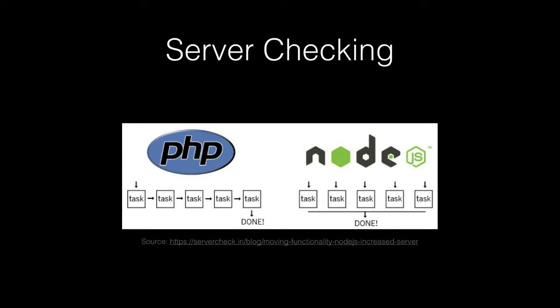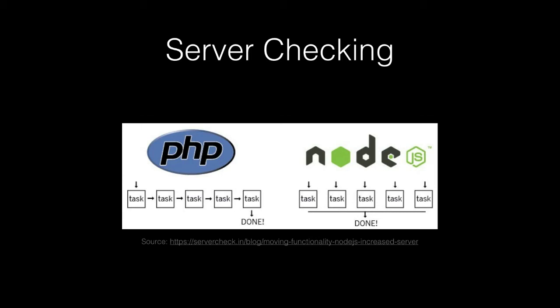PHP can do asynchronous processing, like this Node.js graphic, but it's harder, and it's not the default, and you're not going to get as much support because not as many people do things like that. So I was using PHP for it, and I was running into some issues trying to get it to do more than one thing at once. But Node.js was built basically to be asynchronous by default.